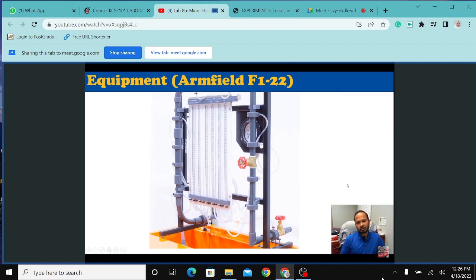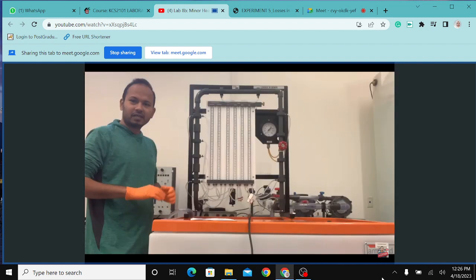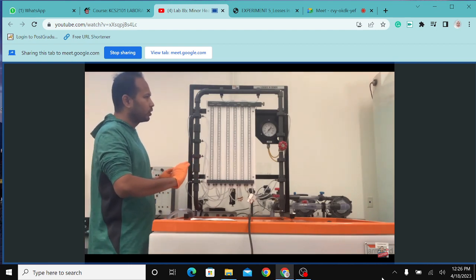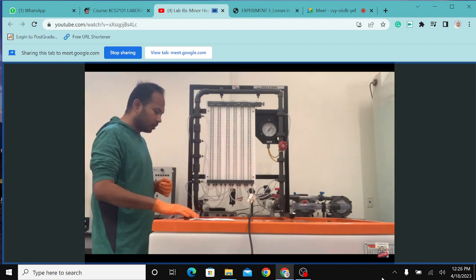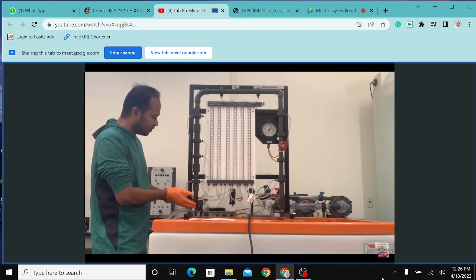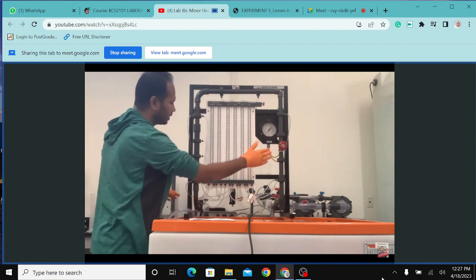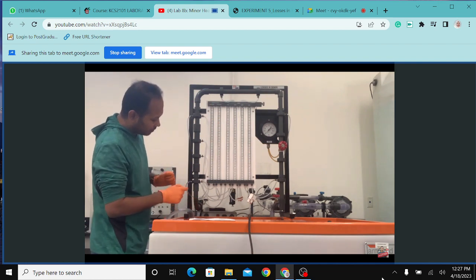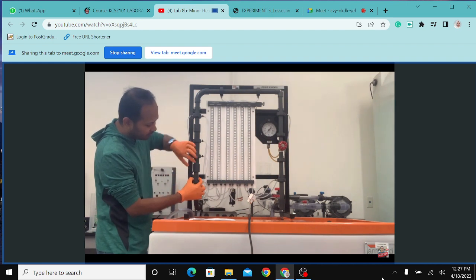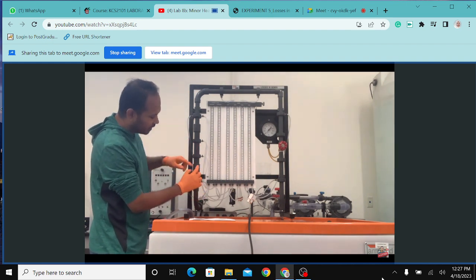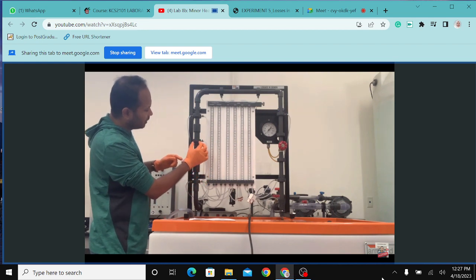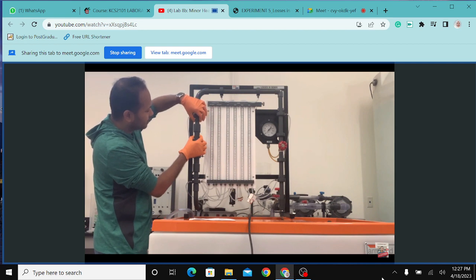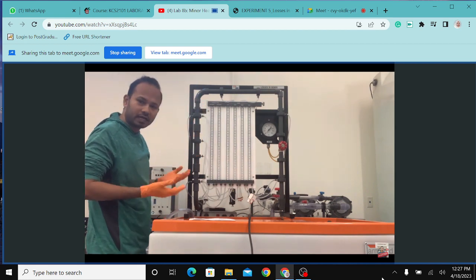So let us introduce ourselves to our equipment. This is the setup for our minor head loss due to flow through pipe fittings. What we have here is a pipe system. It has a lot of fittings. We have a long bend here. From here to there, there's a thickness change, so this is the area enlargement. And from here to here is a diameter change. It gets smaller, so there is area contraction.